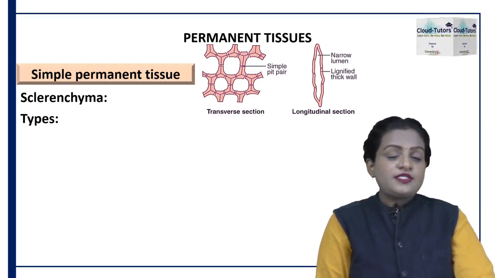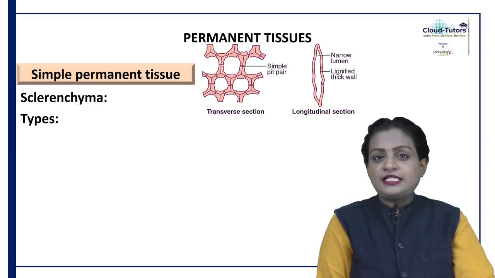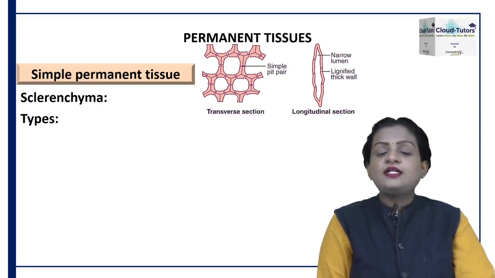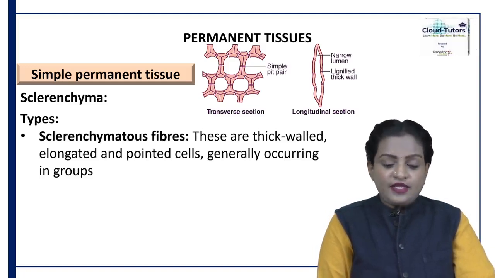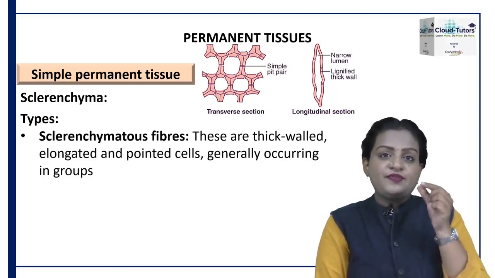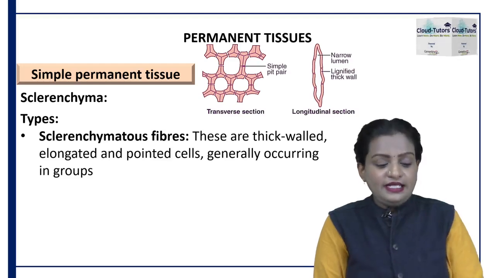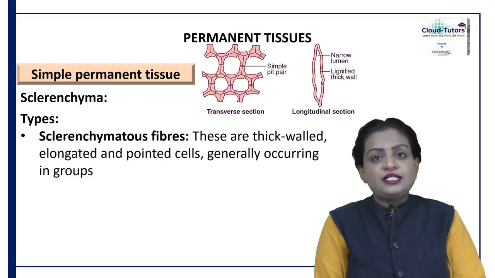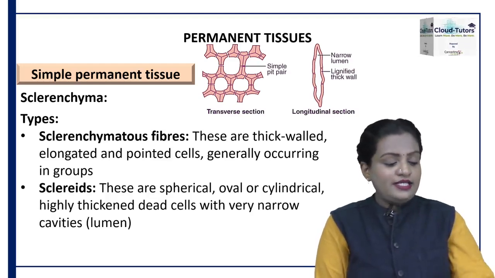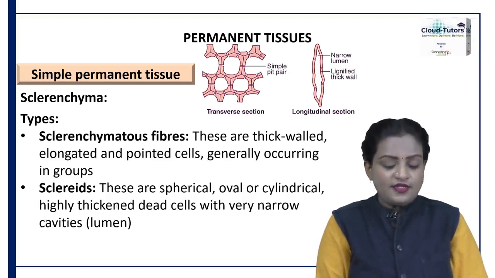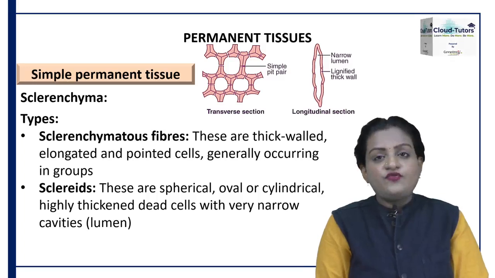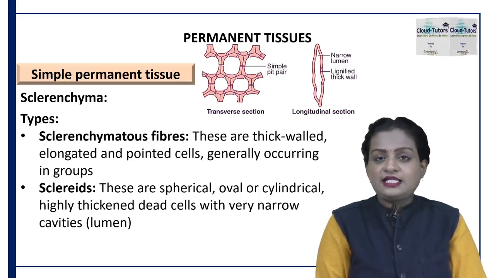Now coming to types, there are two main types of sclerenchyma tissues based on their structure, of course. One is sclerenchymatous fibers, which appear to be very thick-walled and tapery end and generally occur in groups. Second one is sclerites, which are also termed as stone cells. These are spherical, overall cylindrical, highly thickened dead cells.